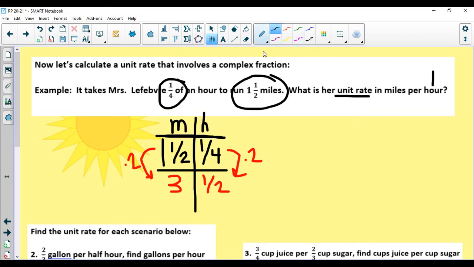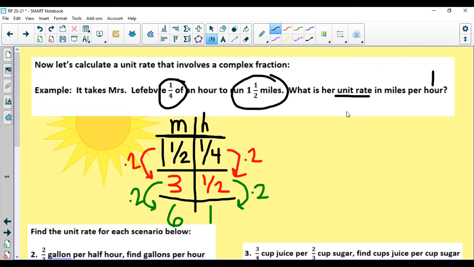So now let's continue this. I'm still not at the unit rate of 1, but I can scale up 1/2 to 1 simply by multiplying it by 2, or doubling again. 1/2 times 2 is 1. Let's maintain equivalency and multiply the other side by 2. And that gives me 6. Now I have a unit rate in miles per hour. 6 miles in 1 hour.